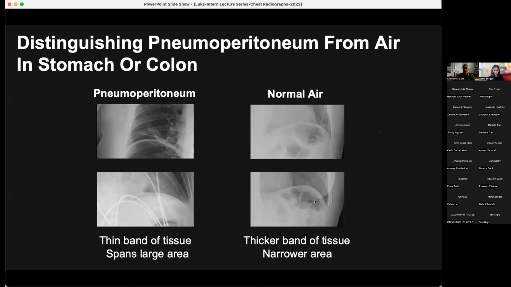And then the other thing that often is helpful is if it's the colon that's stuck up underneath the diaphragm, you can often identify haustra within that area of lucency underneath the diaphragm, which allows you to make the distinction.